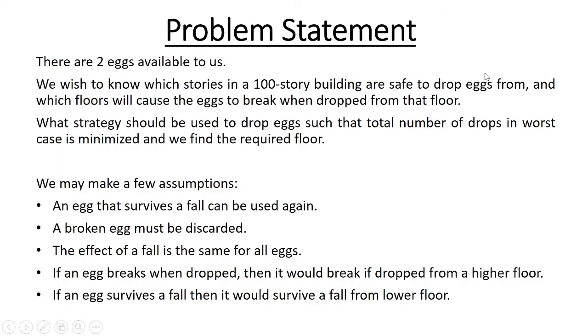Hello guys, in this video we are going to see the solution for the 2 eggs and 100-story building problem. The problem statement goes like this. There are 2 eggs available to us. We wish to know which stories in a 100-story building are safe to drop an egg from and which floors will cause the egg to break when dropped from that floor. What strategy should be used to drop eggs such that the total number of drops in the worst case is minimized and we find the required floor?